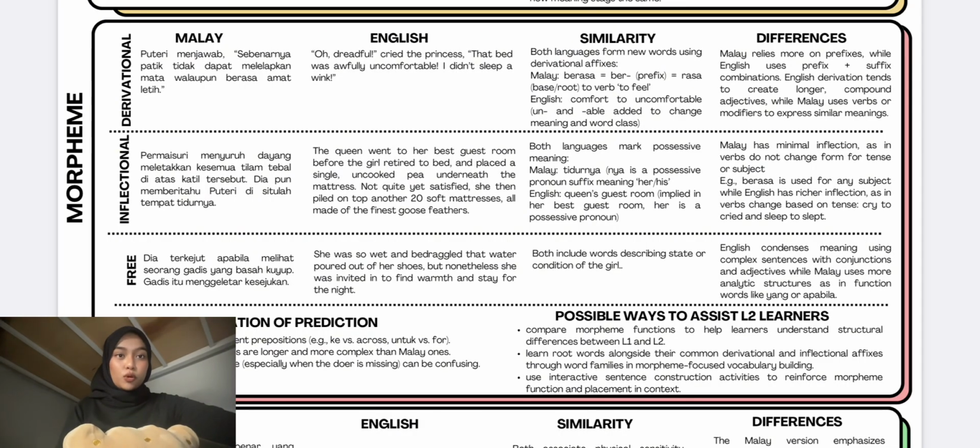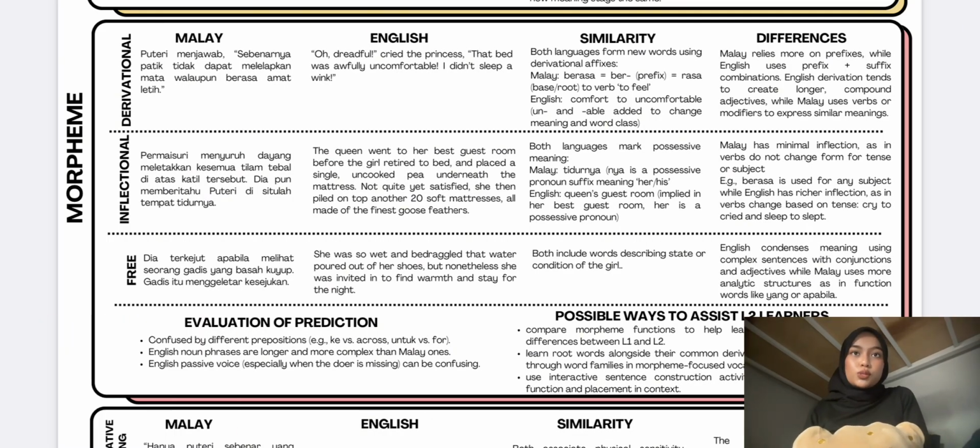Now, as for free morpheme, the Malay version is "dia terkejut apabila melihat seorang gadis yang basah kuyup. Gadis itu menggeletar kesejukan." And in English, "she was so wet and bedraggled that water poured out of her shoes. But nonetheless, she was invited in to find warmth and stay for the night." Actually, both include words describing the state or condition of the girl. And for the differences, English condenses meaning using complex sentences and adjectives, while Malay uses more analytic structures, as in function words like yang or apabila.